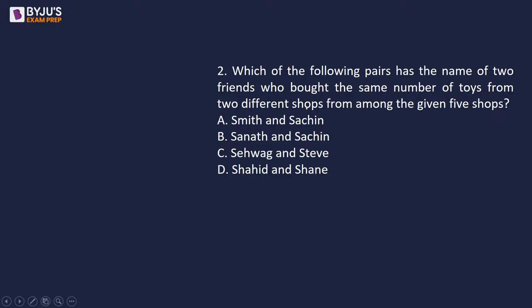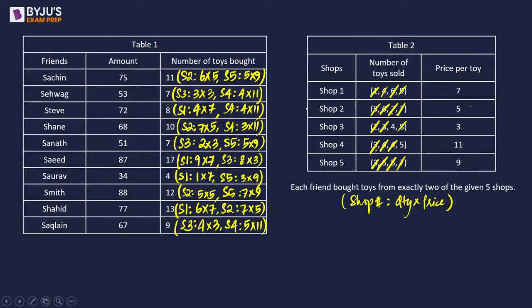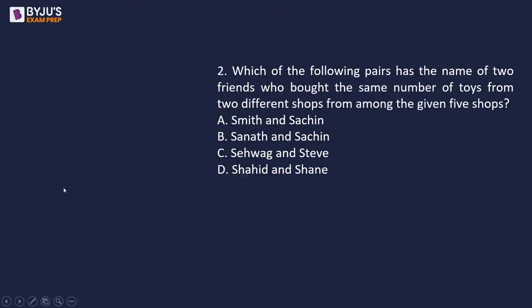Okay, next. Which of the following pairs has the name of two friends who bought the same number of toys from two different shops from among the given 5 shops? So instead of looking at the table, let's look at the options. Smith and Sachin. So Sachin bought 6 and 5. And Smith bought 5 and 7. Does it say we need to have same number of toys? So this happened in the first option itself, right?